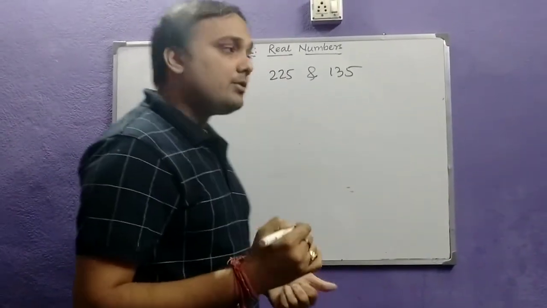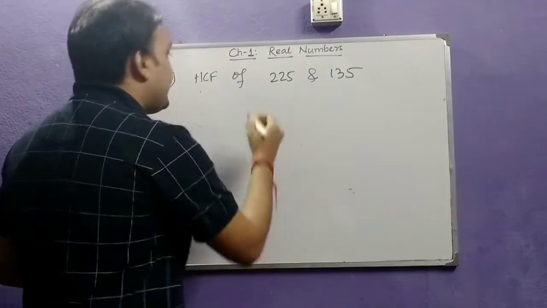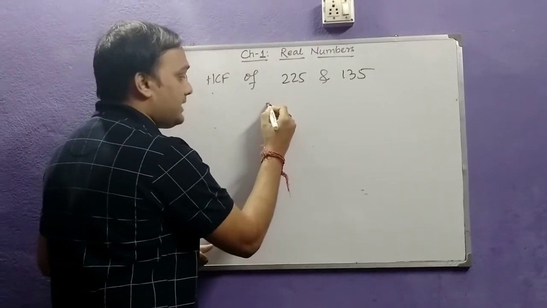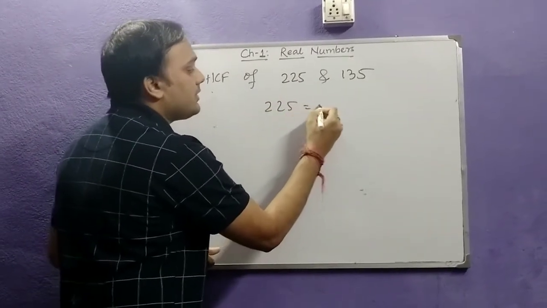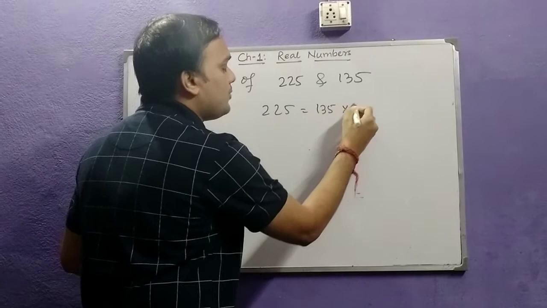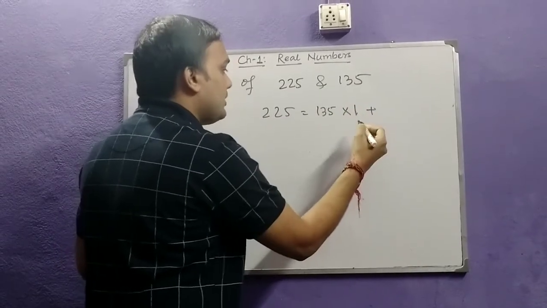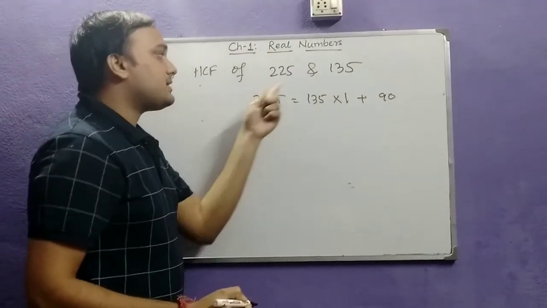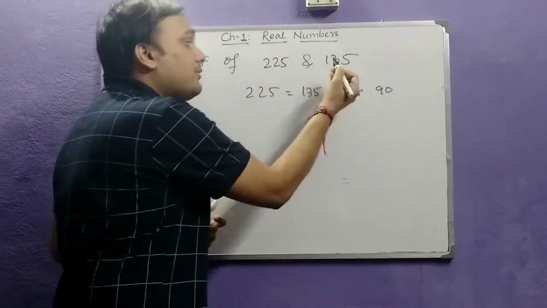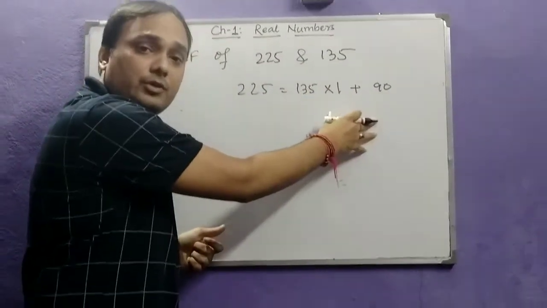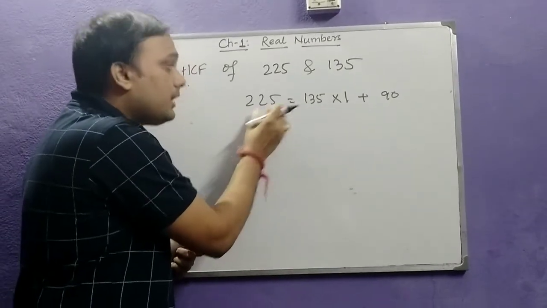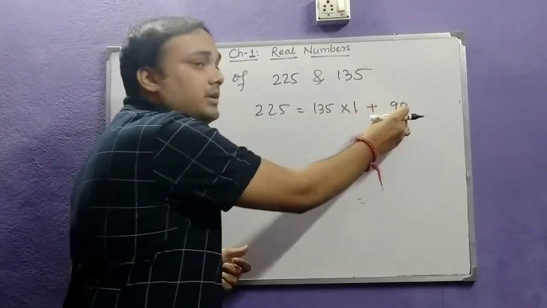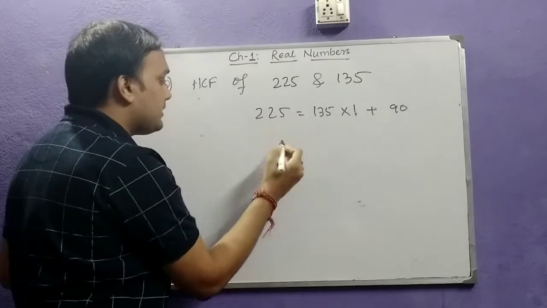So how will we do it? We will do it step by step. I can express 225 as 135 into 1 plus 90, right? Whenever I divide 225 by 135, I get this statement according to Euclid's division lemma: dividend equals divisor into quotient plus remainder. Now the next step is step 2.